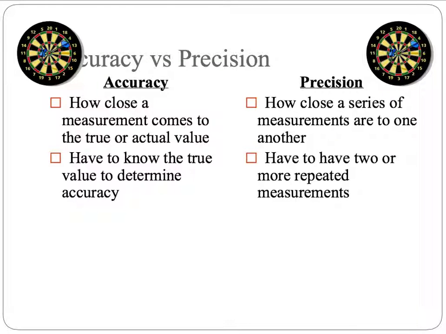Alright, starting video number 2 for chapter 3. It covers accuracy versus precision. The definitions here are listed. Accuracy is how close a measurement comes to the actual or true value. So you've got to have some kind of a true value, like knowing that the boiling point of water is 100 degrees. You could do an experiment, and you may not get exactly 100.